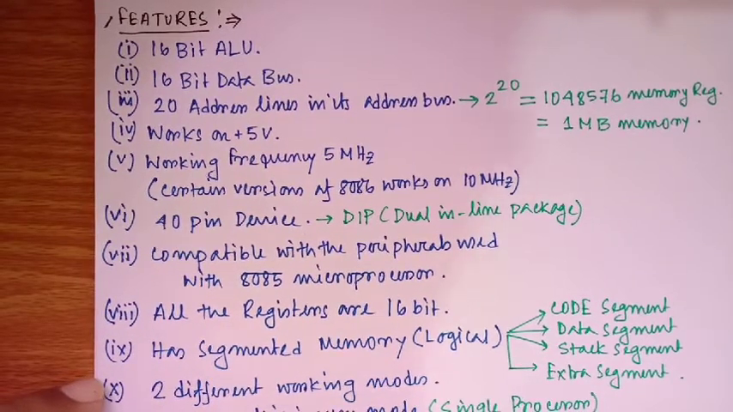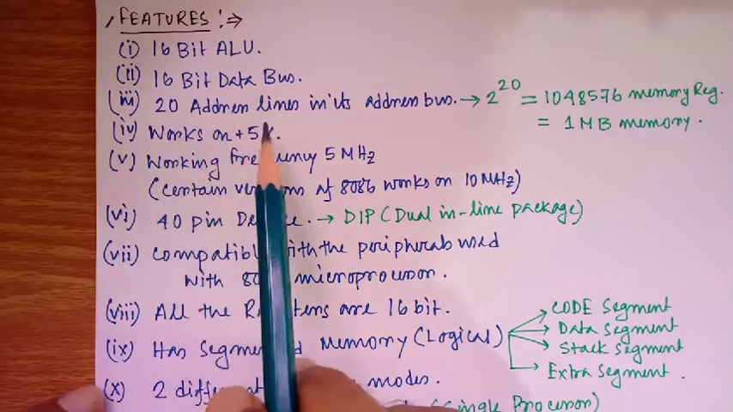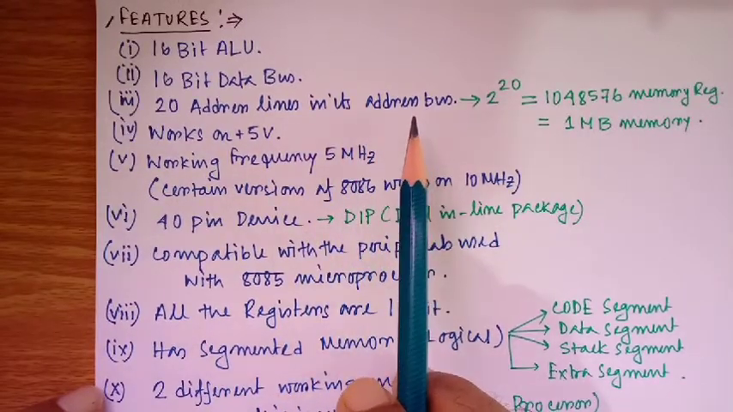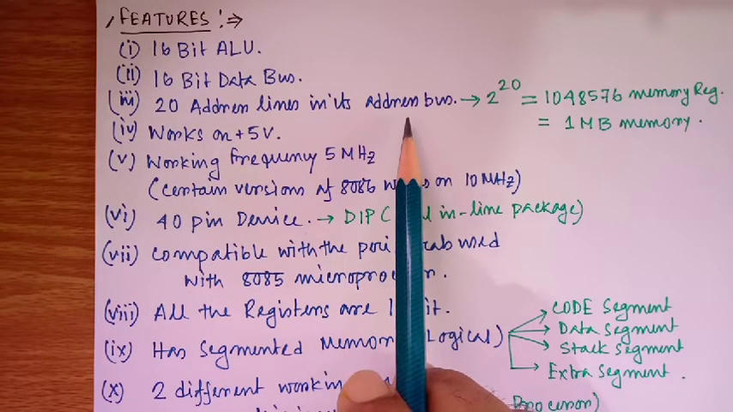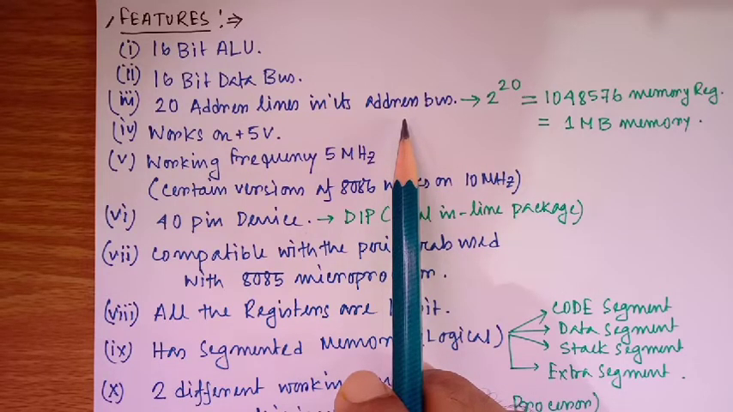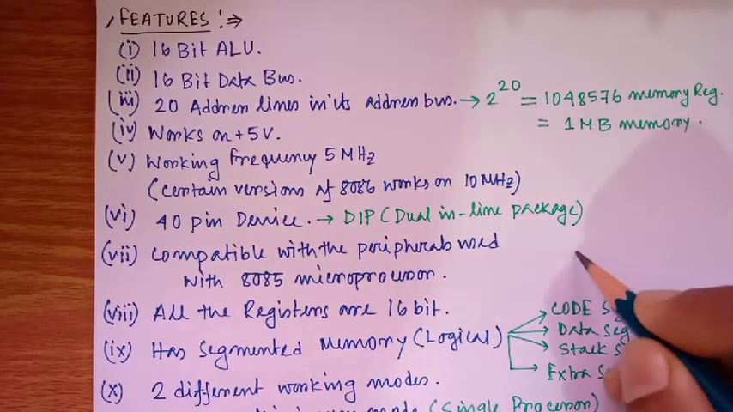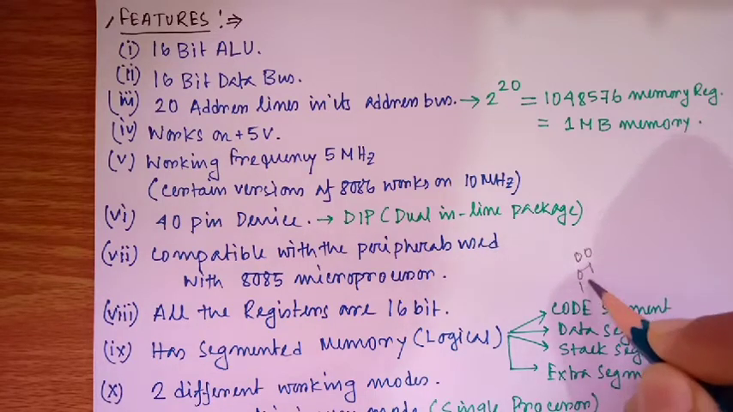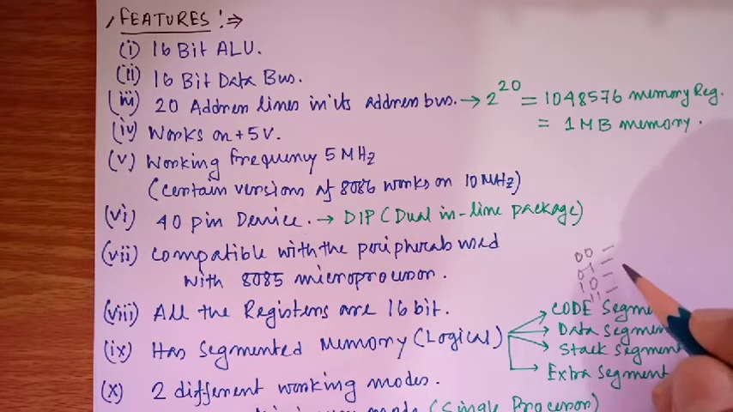But here is the first difference that we notice: it has 20 address lines in its address bus. Already we know that a single address line can give addresses to two different memory locations. One can be 0 and another can be 1. Similarly, if we have two address lines, then we have four options: 00, 01, 10, 11. In this way, four different memory locations can get four different numbers or addresses.